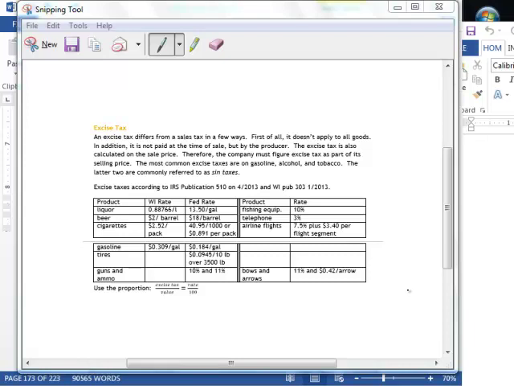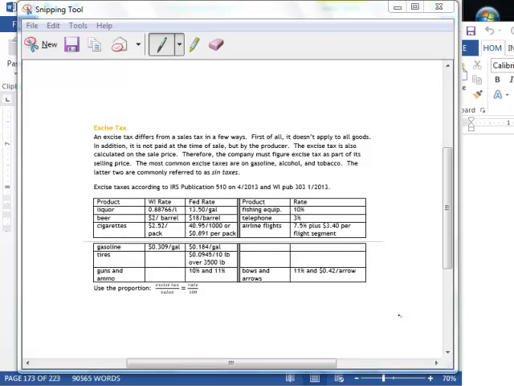In this section, we're talking about excise tax. This is on the section that also deals with sales tax. An excise tax is different from a sales tax in a few ways. It doesn't apply to all goods, and it is not paid at the time of the sale, but by the producer.